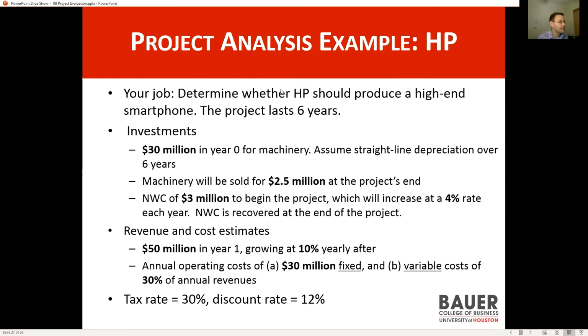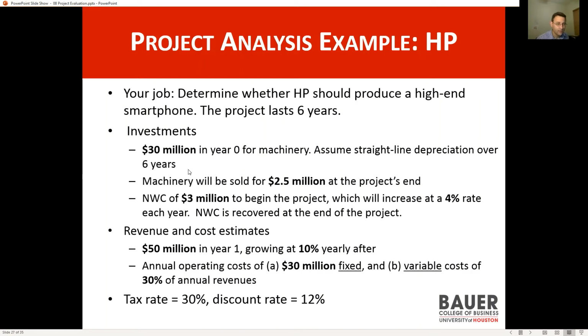Okay. In this case, you work for HP and you're thinking about building a new smartphone. The project's going to last for 6 years. We have things broken down by investments here, and then revenue and costs in the second bullet point. So how much do you have to invest? Well, you have to put in $30 million for machinery today, year 0. We're going to depreciate this stuff over 6 years using straight line depreciation as usual.